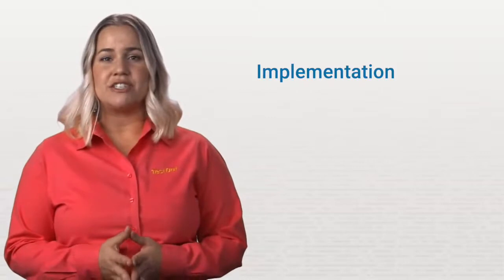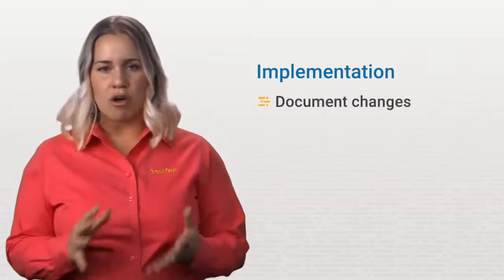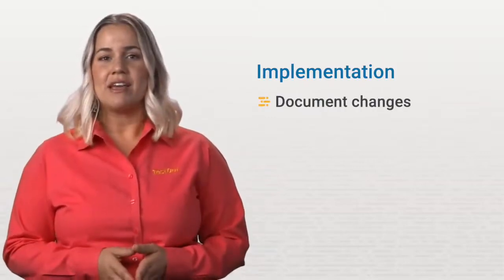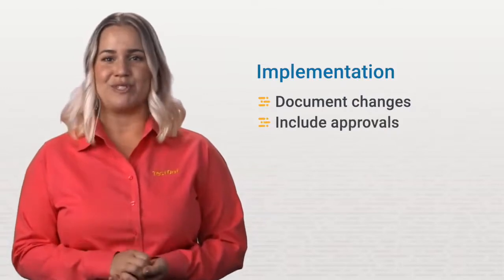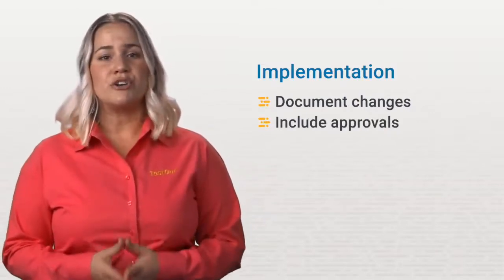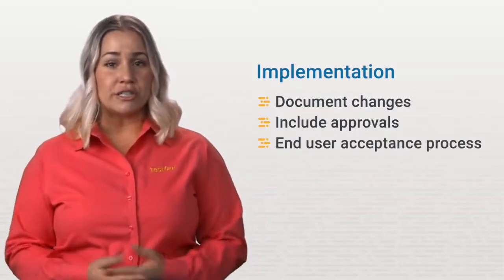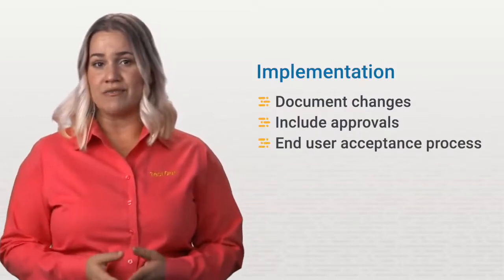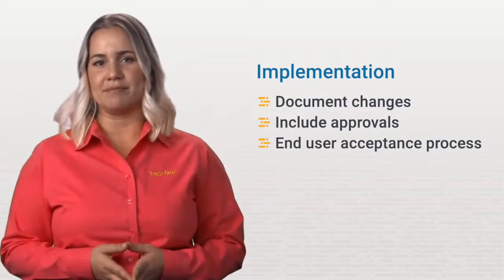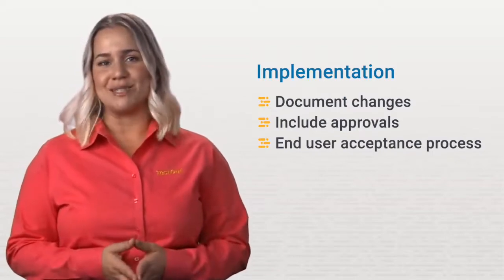Documentation is critical to any project from start to finish. During the implementation stage, you want to be sure to document all the changes you've made along the way. Include the specific approvals you've received. Once you're done, be sure to follow your organization's end user acceptance process. This ensures that someone who's going to be using the system verifies that it's working as expected. And be sure to document this as well.